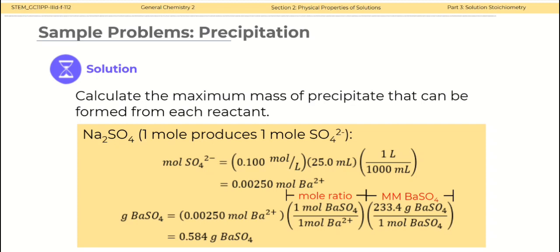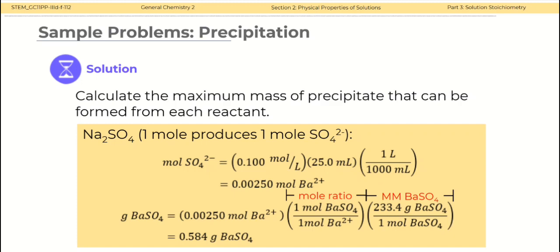Consider sodium sulfate, in which 1 mole of it produces 1 mole sulfate ion in the solution. The amount in moles of sulfate equals the molarity times the volume of sodium sulfate solution. From our calculation, we get 0.0025 moles barium ion.